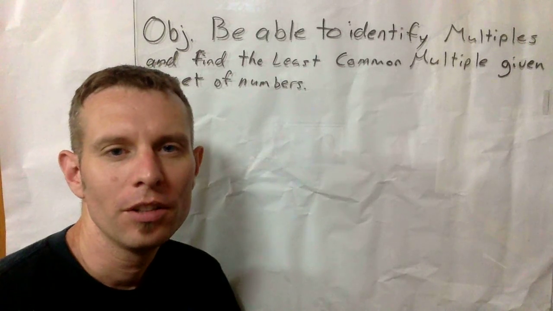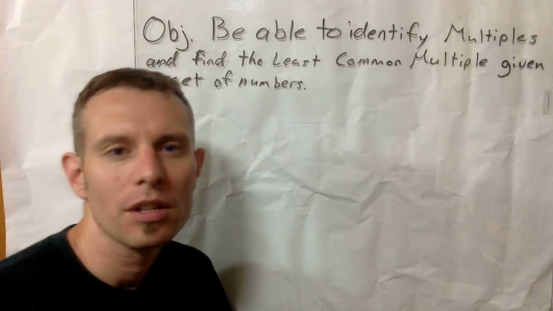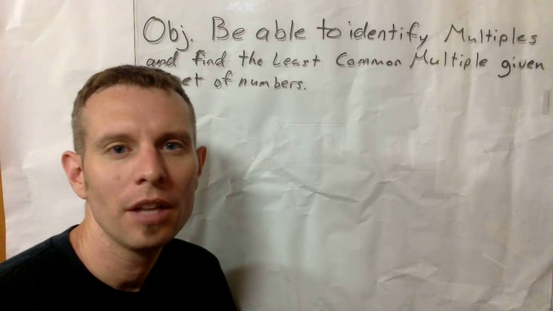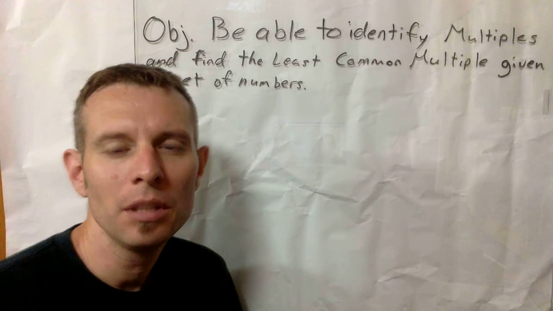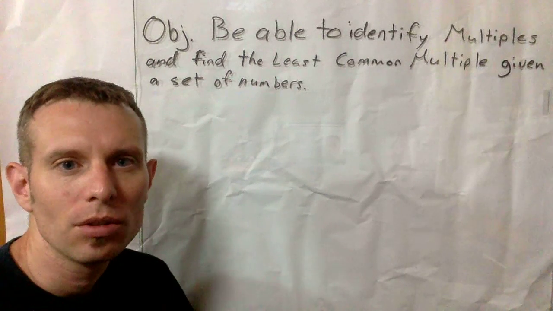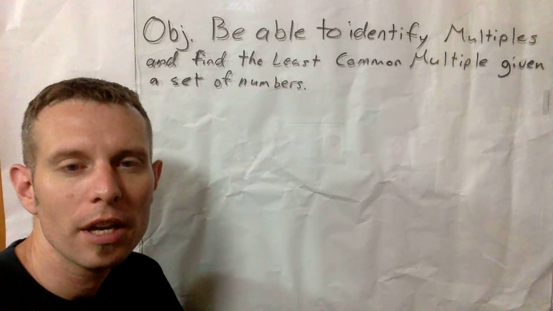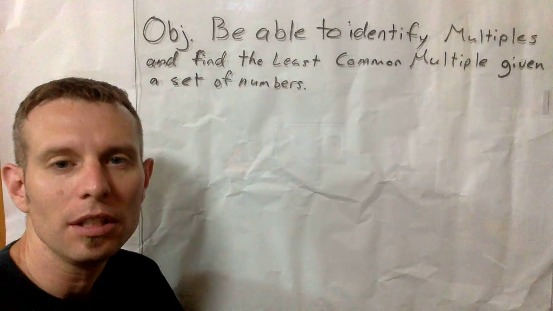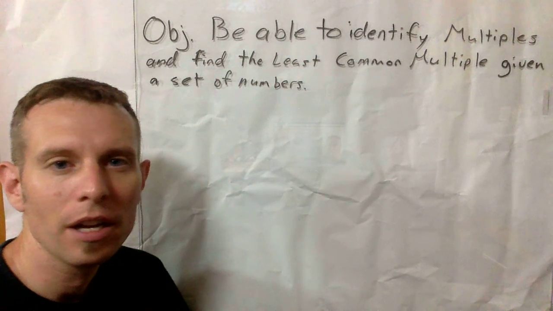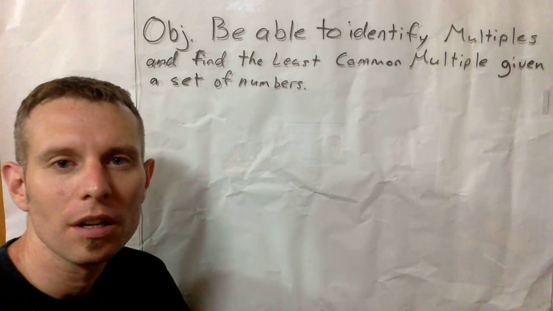Alright, in this video, the objective is to be able to identify multiples and find the least common multiple given a set of numbers. And so we'll just break that word down real quick. The least common multiple, sometimes we refer to that as the LCM for the initials.